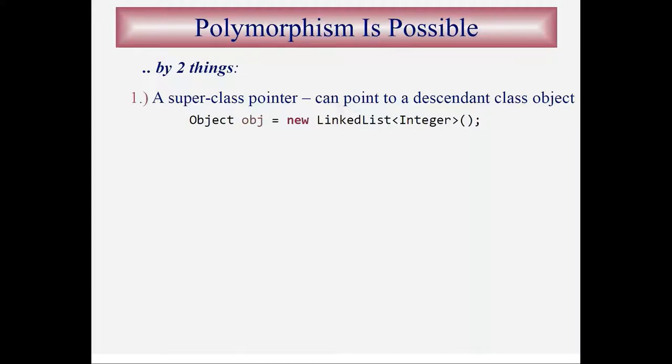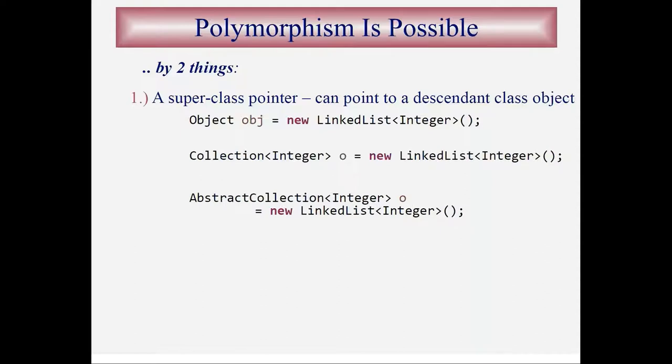We can also do this with an interface or an abstract class. We could have, for instance, declared this variable as a Collection or an AbstractList or an AbstractCollection. They all are supertypes of LinkedList, so they can all point to a LinkedList object.